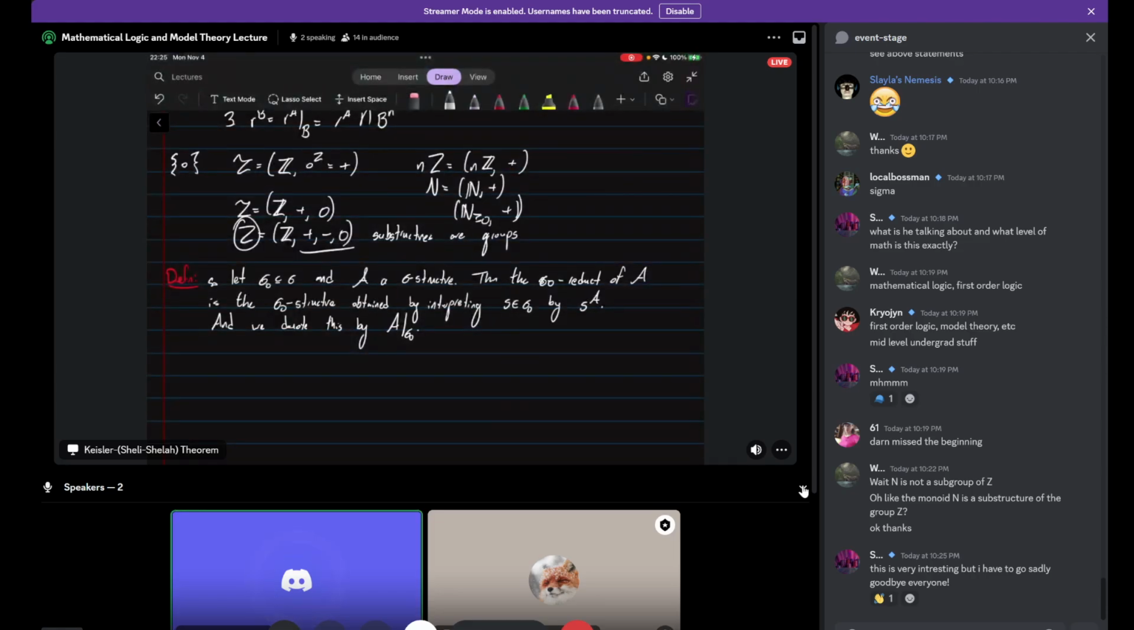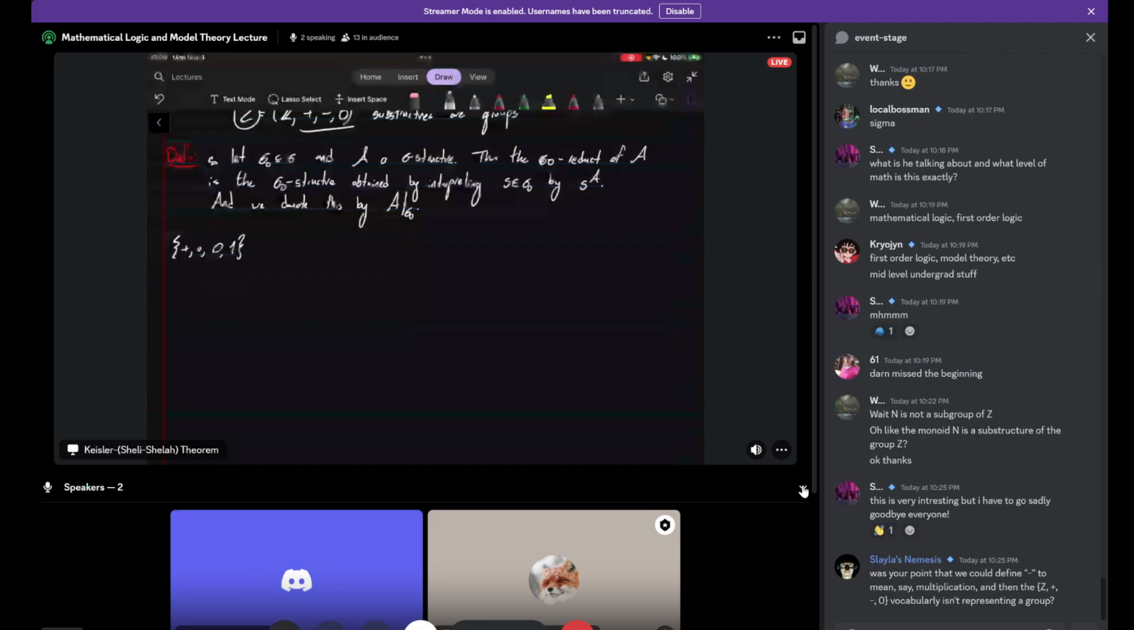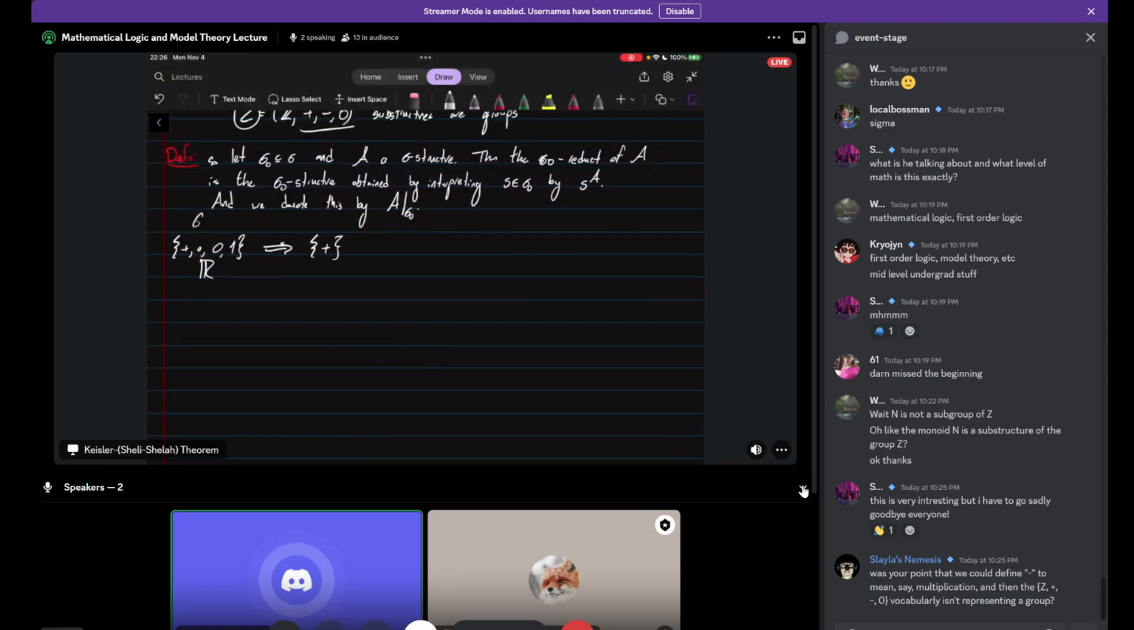Pretty much what I'm saying is that if I have a subsignature, I can just define the reduct to forget about everything that's not in the signature. Right? So if I have, let's say, the signature of fields, so plus, times, 0, and 1, and let's say R is a field. So this is sigma, and this is sigma naught. I can forget everything other than plus, and now I have R under plus. And this is the reduct of the field R. It gives me the group R.